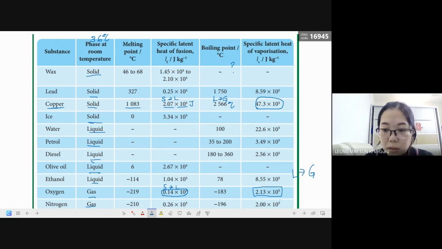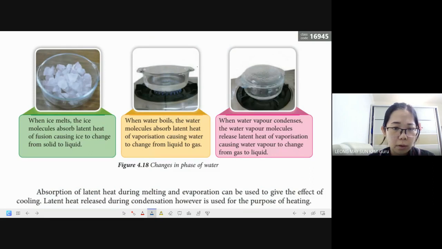Right, so I'm going to go to the next slide now. All right, still at the textbook. So when ice melts, the ice molecules absorb the latent heat of fusion, causing ice to change from solid to liquid. So changing from solid to liquid, you absorb latent heat of fusion.